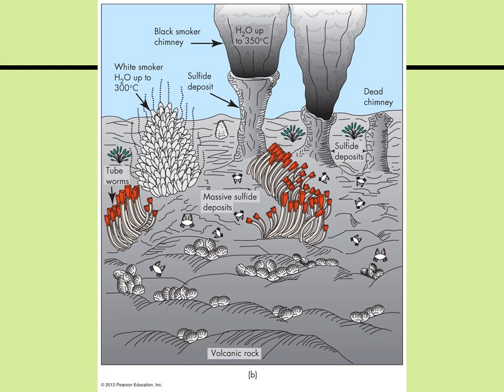Here's another depiction of the black smokers or chimney that show the venting of these hot fluids because of the high pressures. It's not steam at this point, or it's a mixture of water and steam, and we have circulation of this water and the accumulation of massive sulfide deposits.